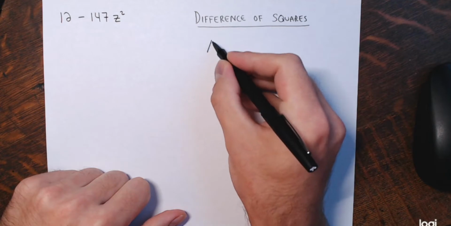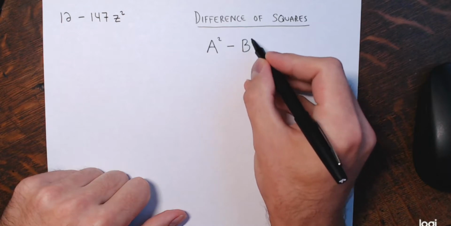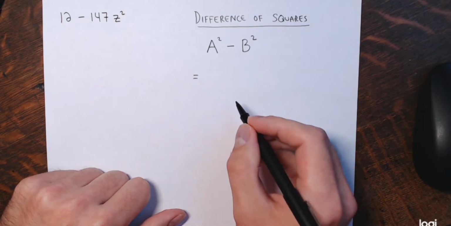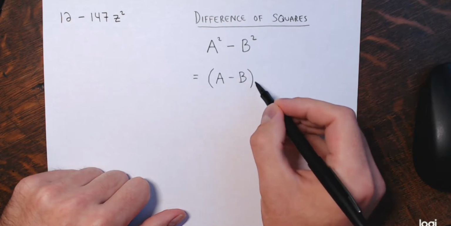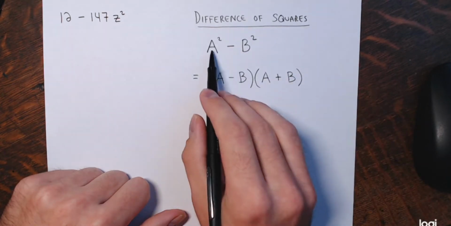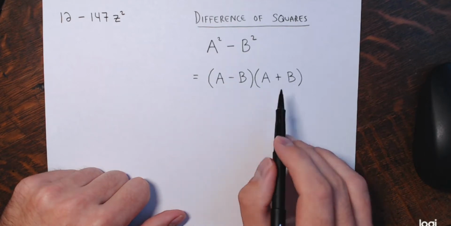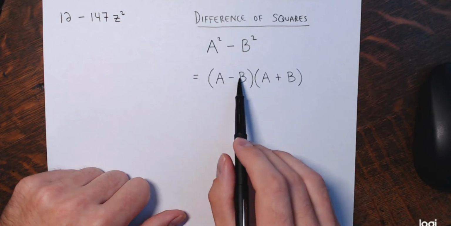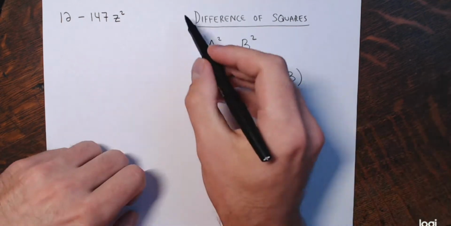A difference of squares takes on the following form: something squared minus some other expression squared. If you're seeing anything like this, you can break it apart. You can write it as a product, and that product would be a minus b multiplied by a plus b. Whatever expressions are being squared are the a and b, and those go here and here. And again, you can check this by multiplying: distribute the a to the a plus b, distribute the negative b to the a plus b, and combine the like terms, and you'll end up with just a squared minus b squared.